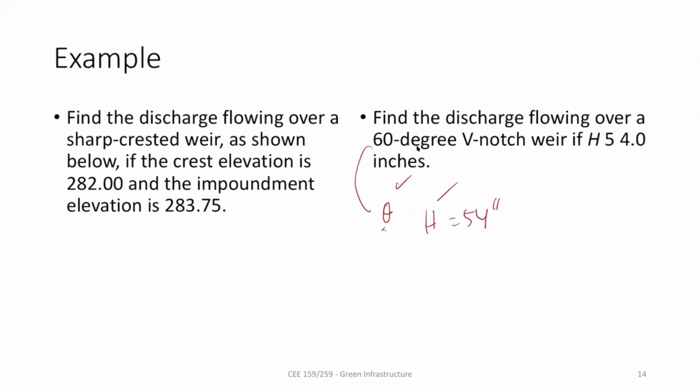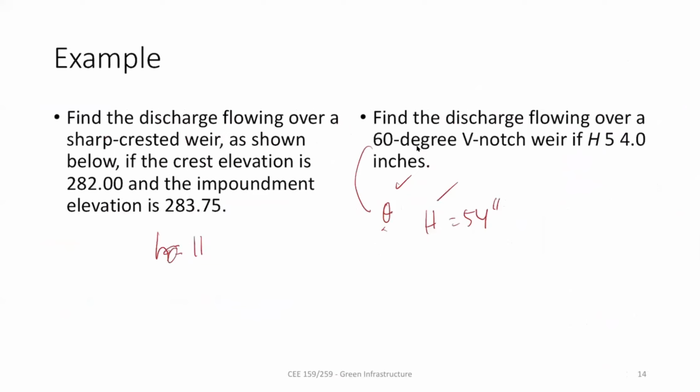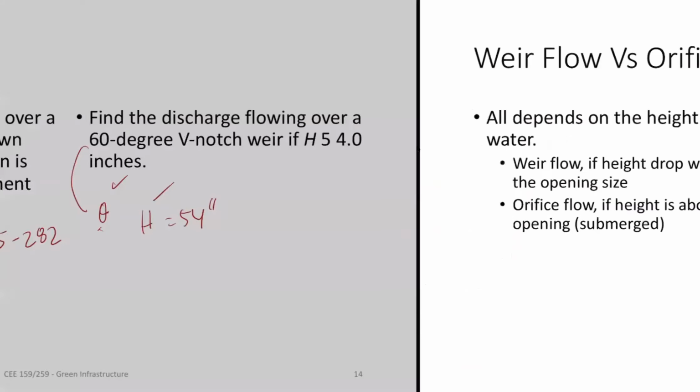Professor, is the impoundment elevation in that example the same as the head above the crest, the variable h? Yes. Okay, thank you. So basically, if it is a sharp-crested weir, that means the water height h is 283.75 minus 282. So that means you know the h. Okay, so that's it.